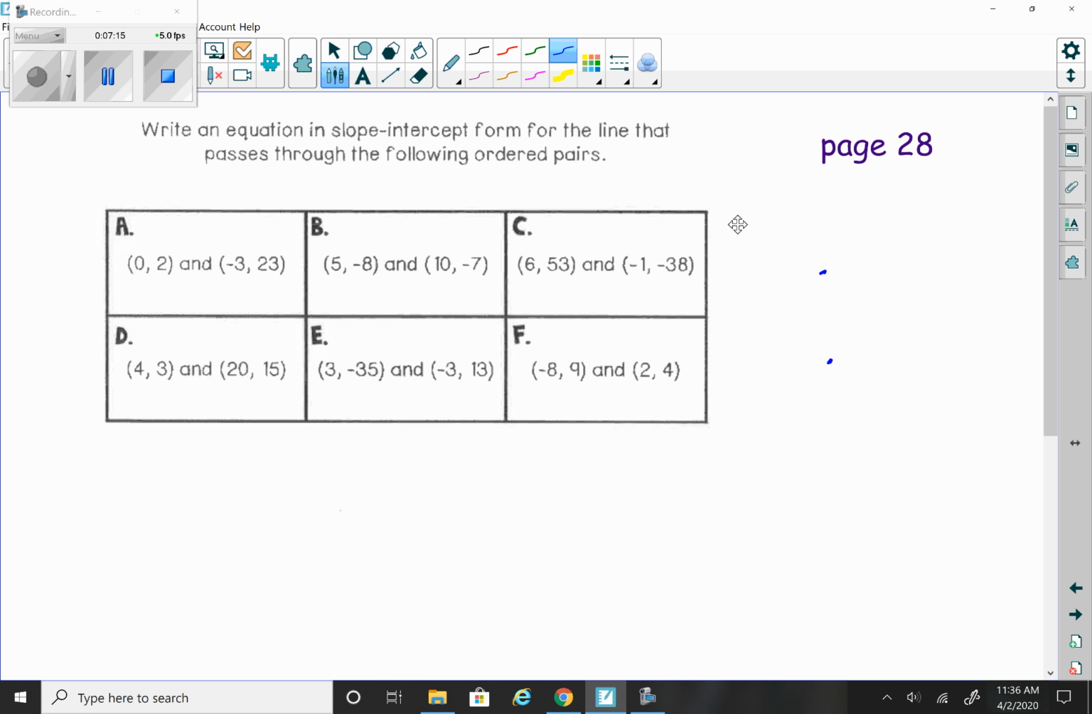So I'm going to do letter A with you right now. So again, they're giving me 2 points. So 0 is my x1, 2 is my y1, -3 is my x2, and 23 is my y2.